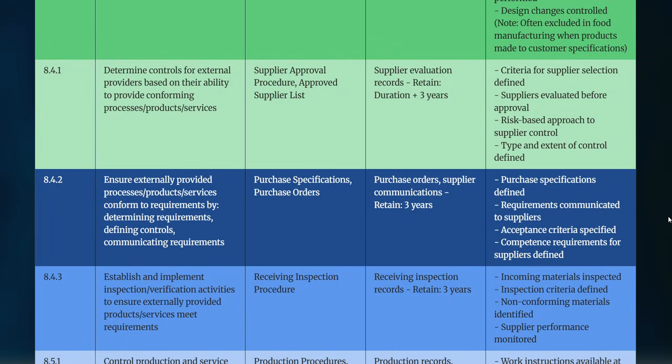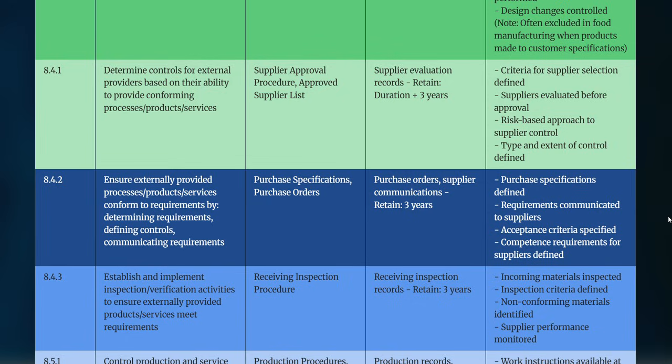The documents required here: you need to have a supplier approval procedure and an approved supplier list. Along with it, you need to have supplier evaluation records and retain those records for the duration of the supplier plus 3 years. The evidence you need to present to the auditor, which are examples of the requirements, includes criteria for supplier selection being defined, supplier evaluation before approval, a risk-based approach to supplier control, and the type and extent of control being defined.